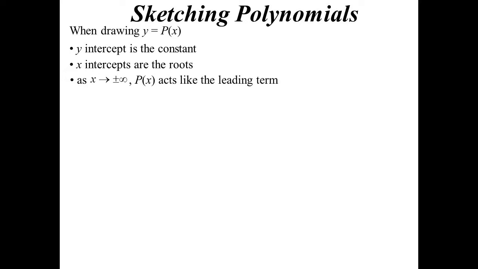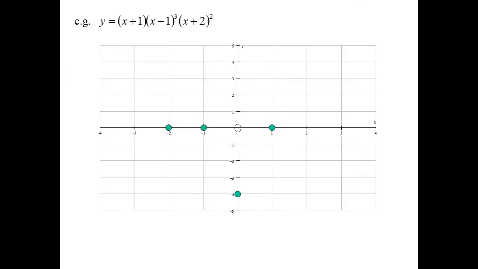So in our example, the leading term would be x times x cubed times x squared, which is x to the power of 6. Now if we were to draw x to the power of 6, I know we would start up there and we would finish over there. So our graph will do that as well.